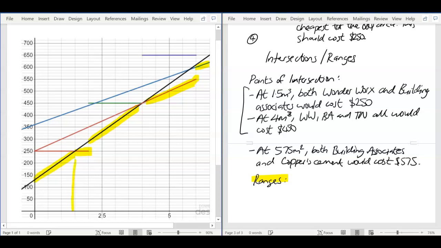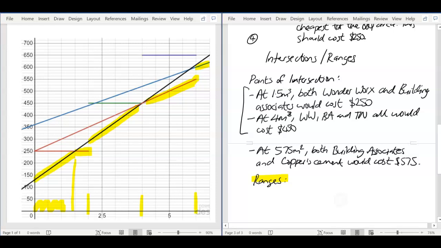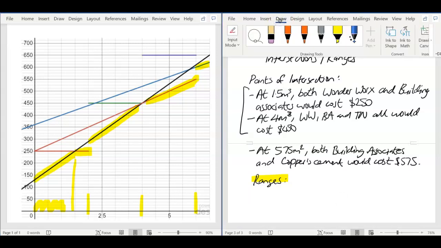So for this area, we should be going for the black line, which is the building associates. For this portion, we should be going for that step graph. And we carry that on until we've discussed all of our options. So let's jump back into our writing just to make a bit more sense of this.